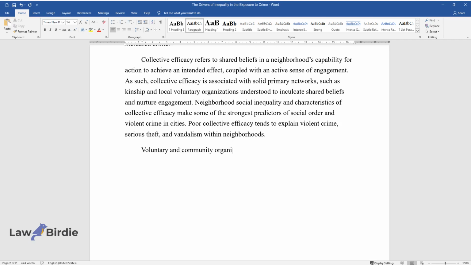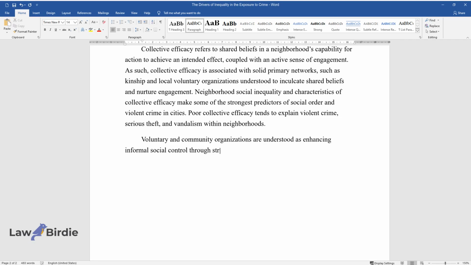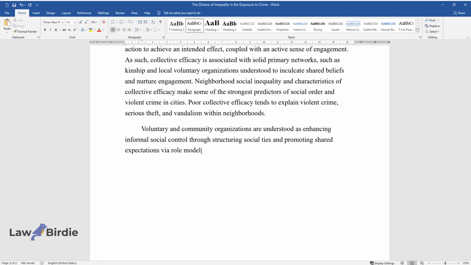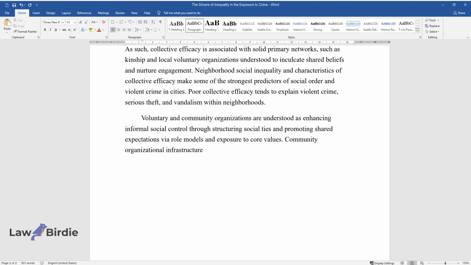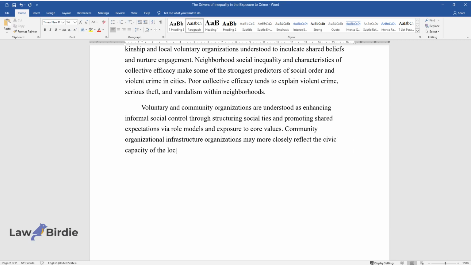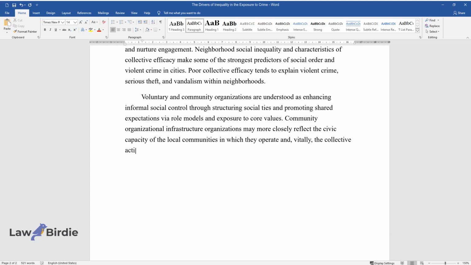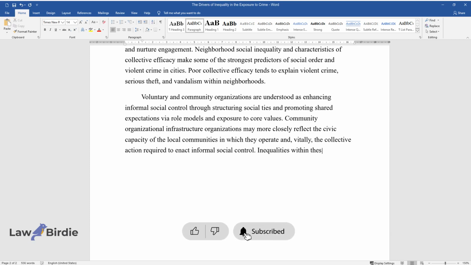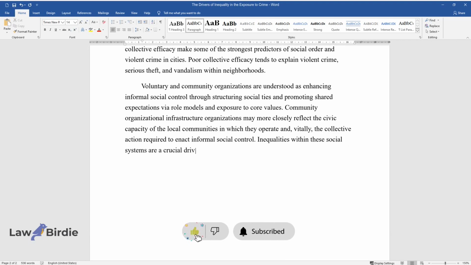Voluntary and community organizations are understood as enhancing informal social control through structuring social ties and promoting shared expectations via role models and exposure to core values. Community organizational infrastructure may more closely reflect the civic capacity of the local communities in which they operate and, vitally, the collective action required to enact informal social control. Inequalities within these social systems are a crucial driver of exposure to crime within different places.